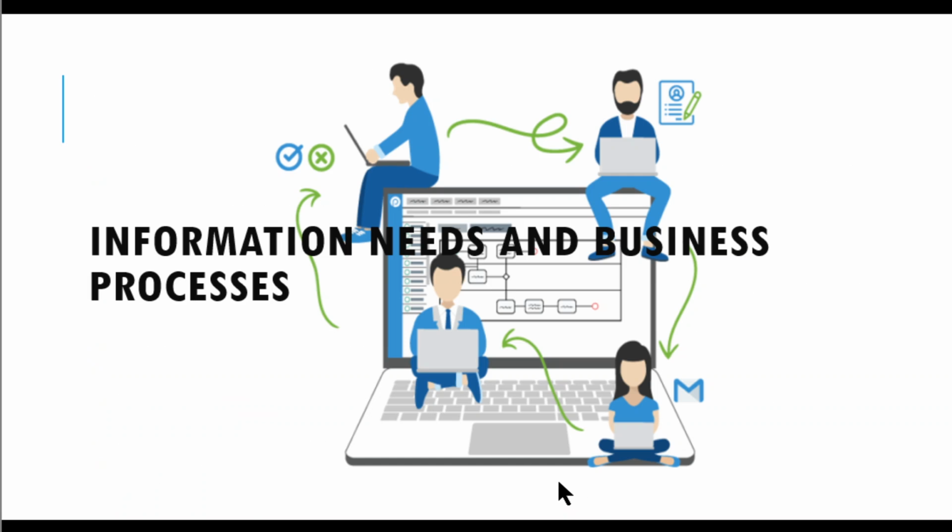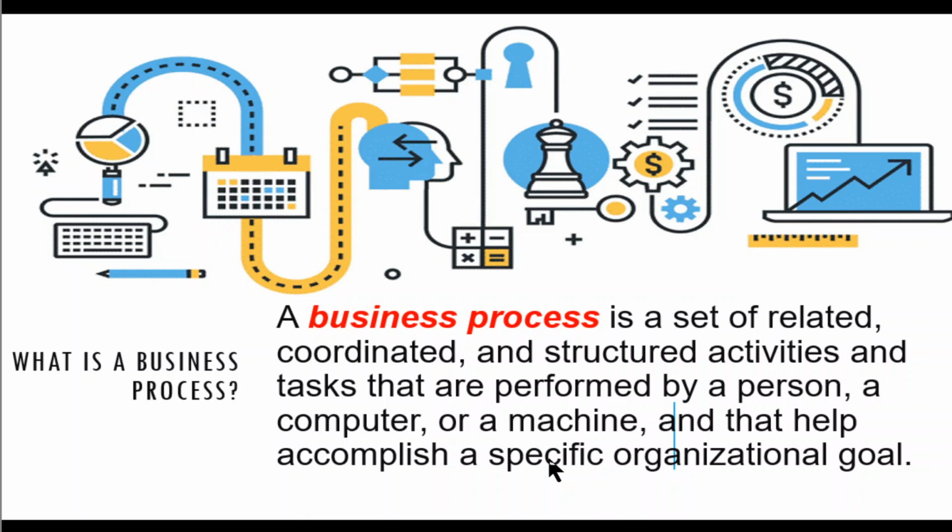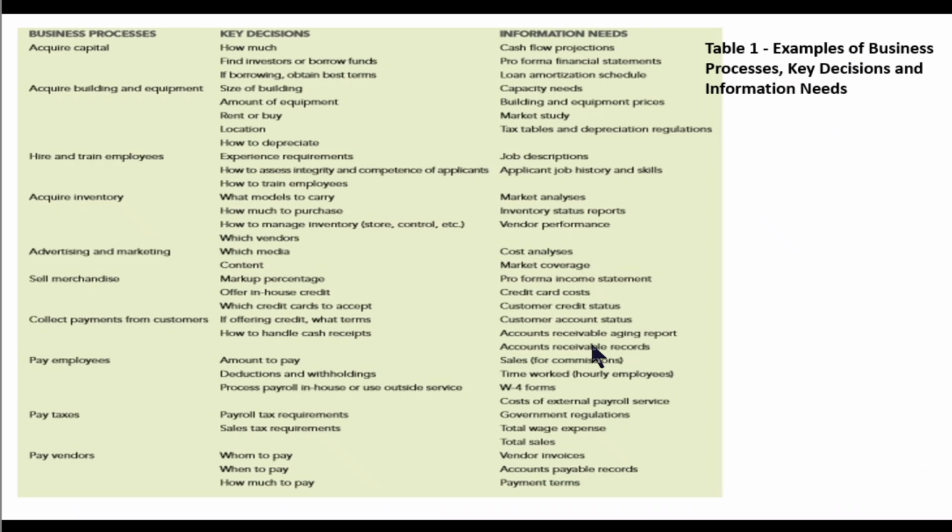So what are the information needs and business processes? Okay, a business process is a set of related, coordinated, and structured activities and tasks that are performed by a person, a computer, or a machine, and that help accomplish a specific organizational goal. So there are different set of activities that are coordinated, that are geared towards a certain goal. So what are examples of this one? I hope you can read that.